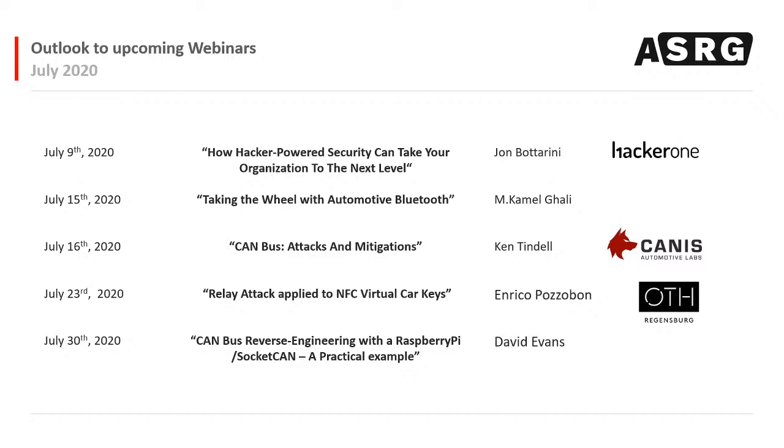On July 23rd, we are going to talk to Enrico Pozzobon. He's going to talk to us about relay attacks on virtual car keys, which is a topic we all love in automotive security. And then on July 30th, we're going to have David Evans with us. He's going to talk about CANbus reverse engineering with Raspberry Pi and SocketCAN. He's going to do a practical example so you can see how it works. So really great webinars coming up. Really interested to see what happens.